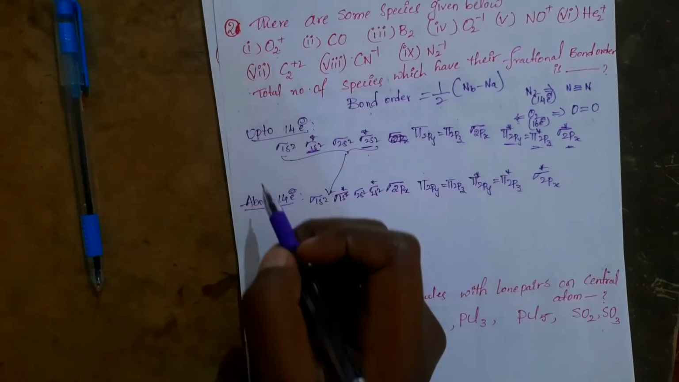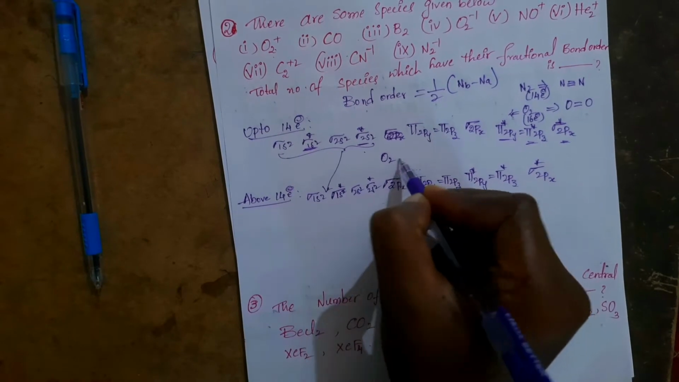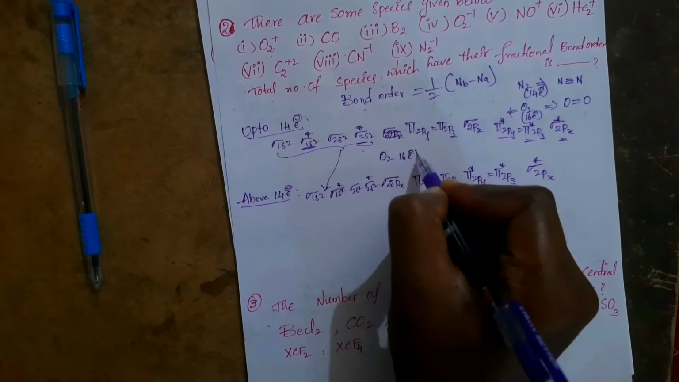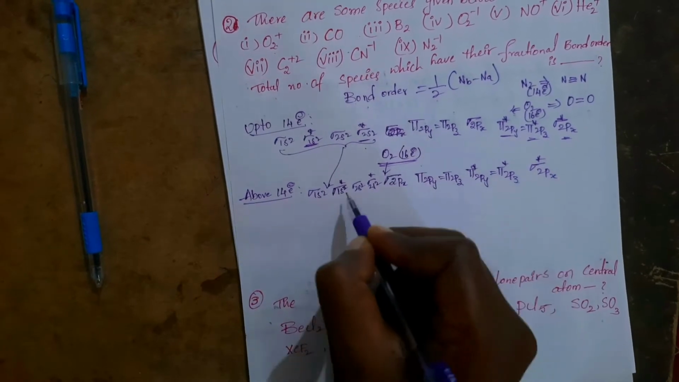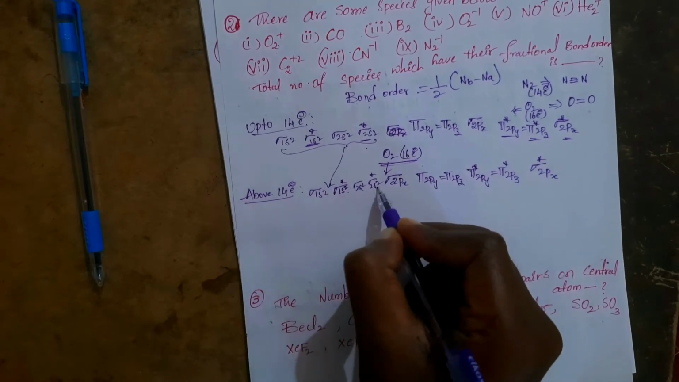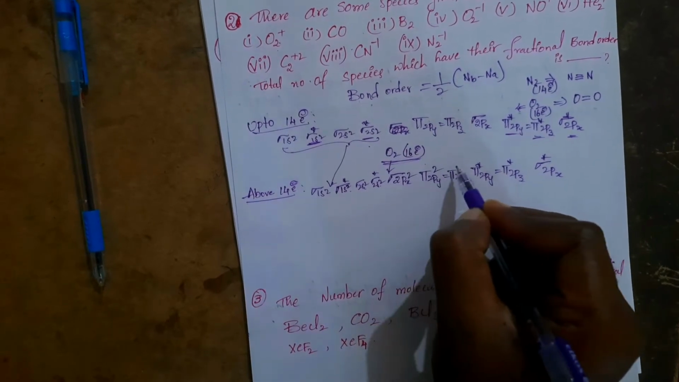Now you take O2 plus. First take O2 simply. O2 contains 16 electrons, so you distribute them. 16 means it comes under above 14. So here 2 electrons, 2, 2, 2, that is 8. 8 plus 2, 10. 10 plus 2, how much is it?